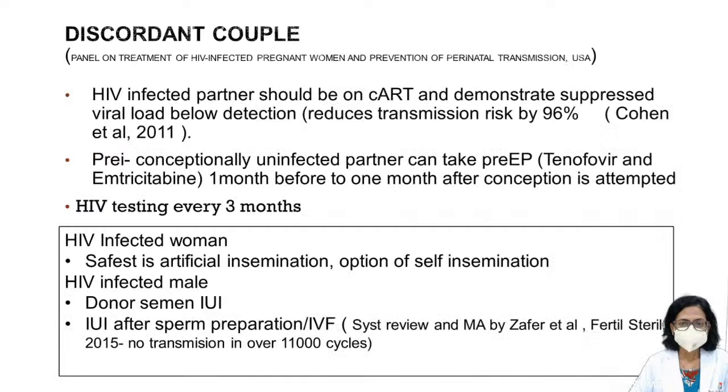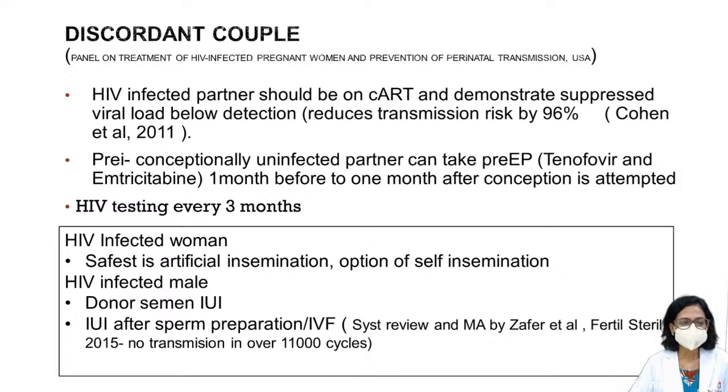So let's start with preconception care. If a couple who is serodiscordant, or both the partners infected, come for counseling, how do we counsel them? If they're discordant, that means one of the partners is infected, and they want to plan pregnancy, how can we advise them? The HIV infected partner should be on ART and demonstrate suppressed viral load below detection to reduce the risk of transmission to the other partner. And periconceptionally, the uninfected partner can take pre-exposure prophylaxis 1 month before to 1 month after conception is attempted.